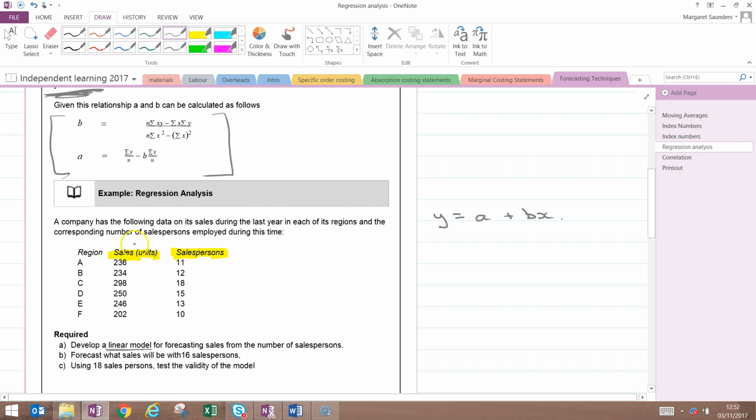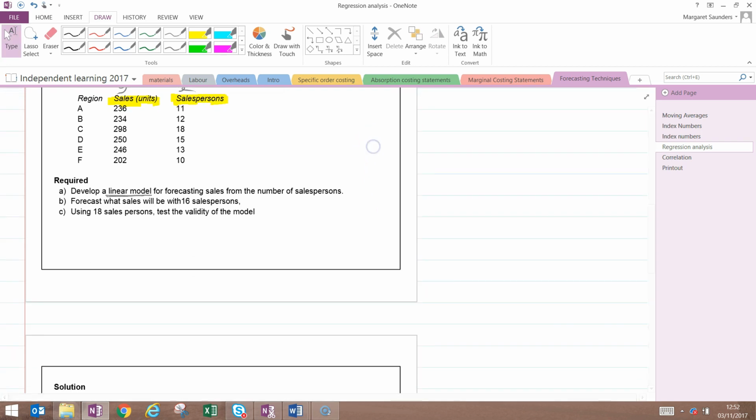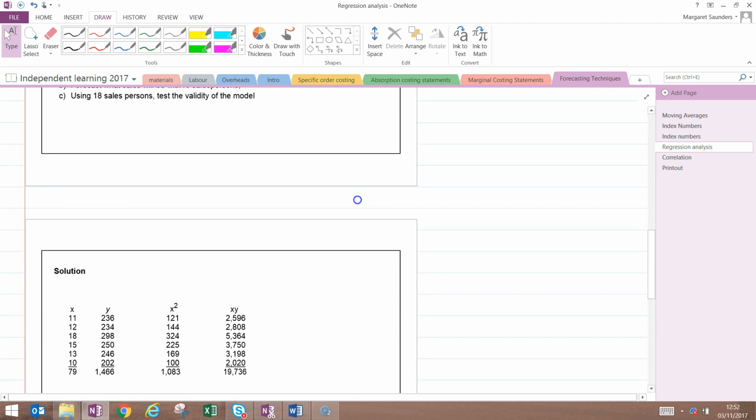So y is the dependent, so our sales will be y. Salespersons are independent, so that will be x. So now that we know the values of y and x, we can begin to work out the figures that we need to go into our formulae. And we can look at this on the next page.